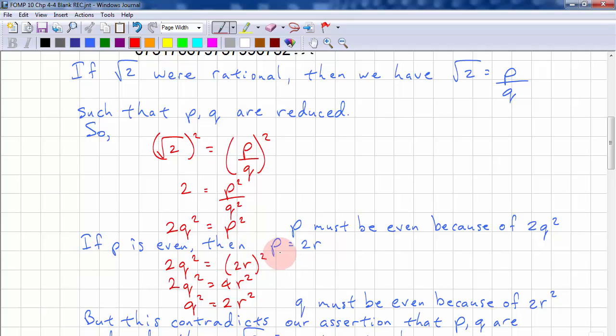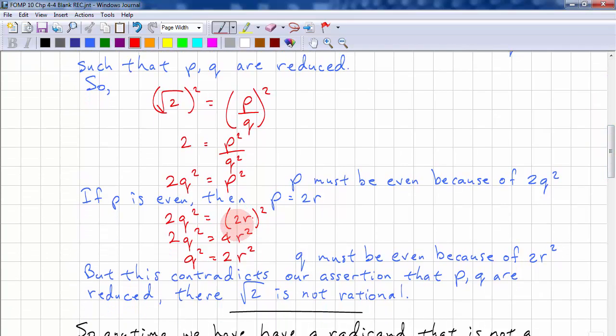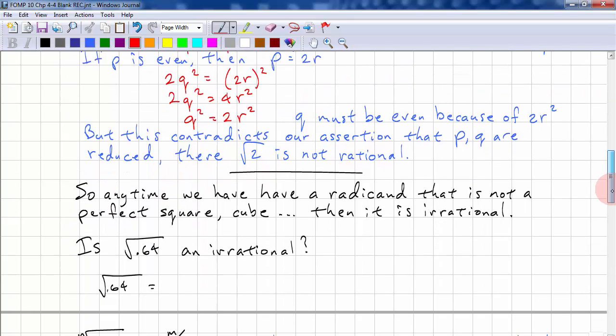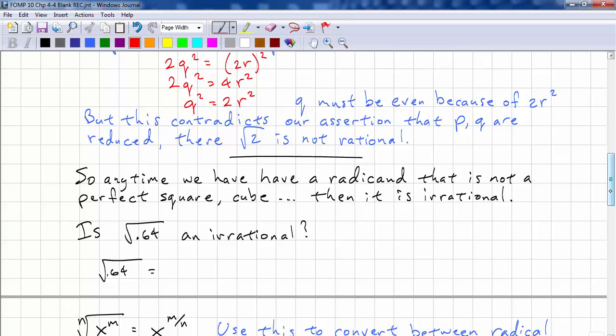Now, if p is even, then we could say that p is equal to 2r. So let's substitute 2r in for p. So now 2q squared equals 4r squared. We divide both sides by 2. And look, q must be even because of the 2 here. And if p and q are both even, this contradicts our assertion that p and q are reduced. So, therefore, square root 2 is not rational. Anytime we have a radicand that is not a perfect square or cube, then it's irrational.